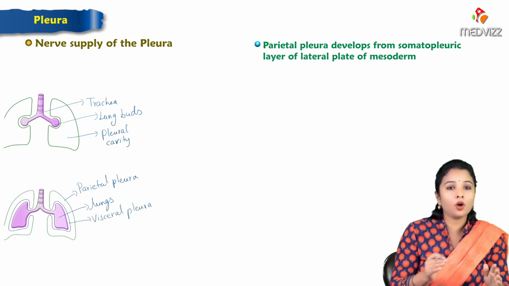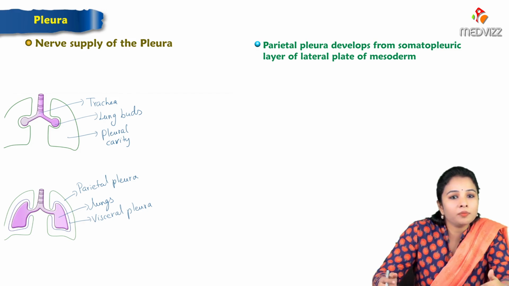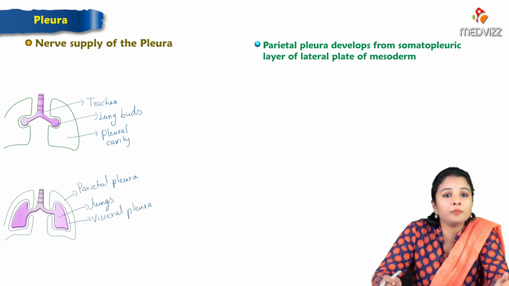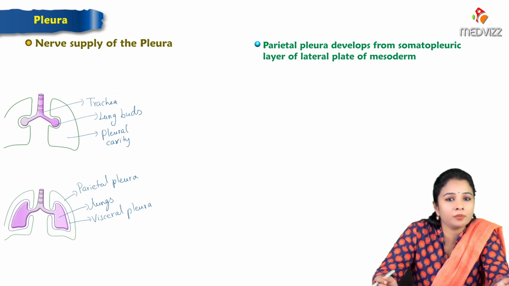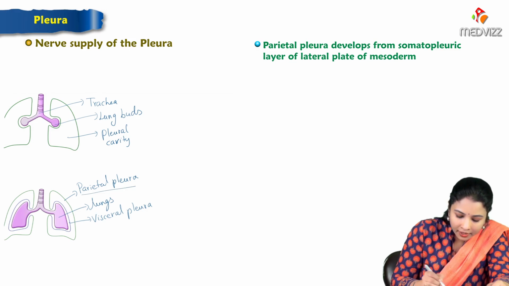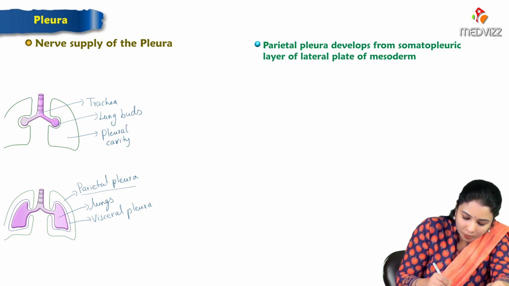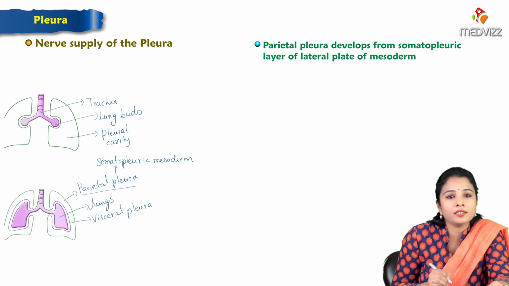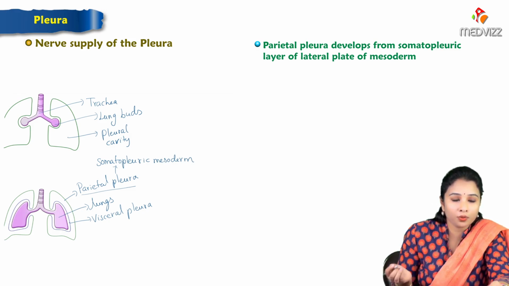The parietal, the outer pleura, develops from somatopleuric mesoderm. We know the lateral plate mesoderm divides into 2 parts, somatopleuric mesoderm and splanchnopleuric mesoderm. So the parietal layer develops from somatopleuric mesoderm, whereas the visceral layer develops from splanchnopleuric mesoderm.